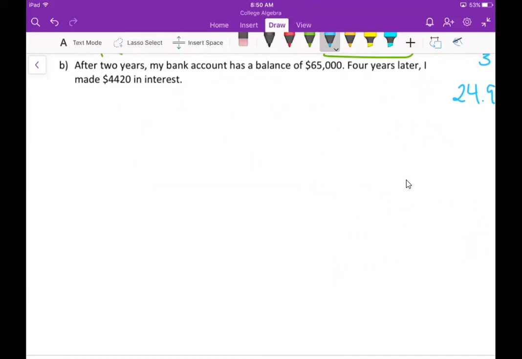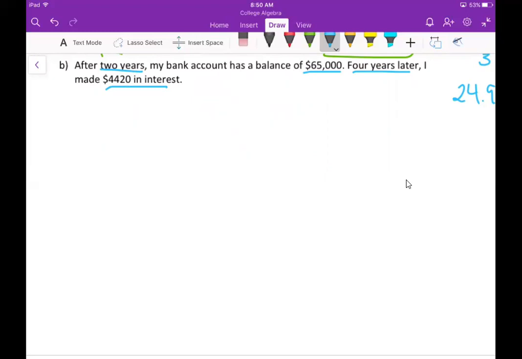But this time we're not given that interest rate. What we know from this particular example is that after 2 years, we have a bank account balance of $65,000. 4 years later, they make $4,420 in interest. Okay, so we also have to do a little work here to come up with those 2 points, but there are 2 points hidden in this information.